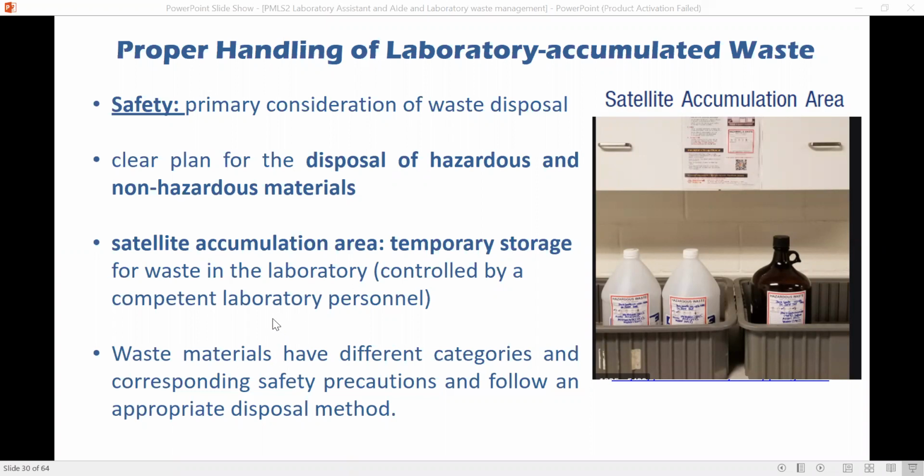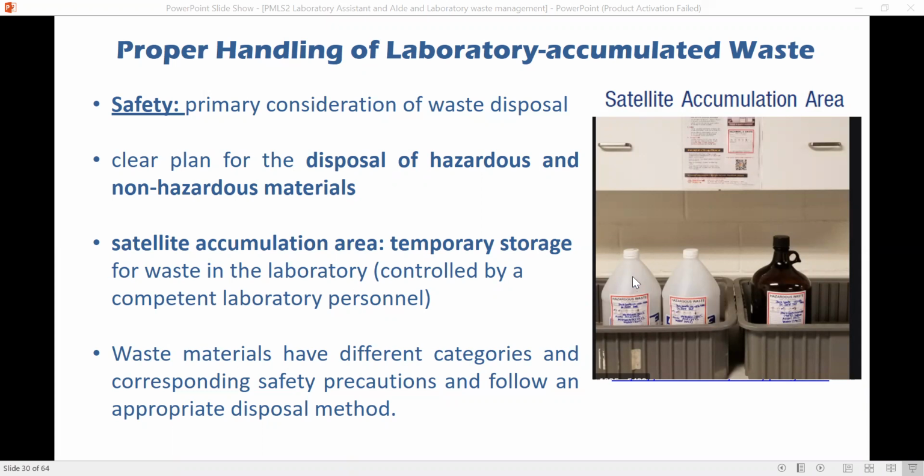Usually in the laboratory, yung mga accumulated wastes, lalo na yung mga chemicals, nakalagay yan sa satellite accumulation area. Lahat ng acids naka-separate, lahat ng bases and the oxidizers. So meron lugar. Sabi sa book nyo, away from traffic, ibig sabihin hindi masyadong dinadaanan. This is controlled by a competent laboratory personnel.